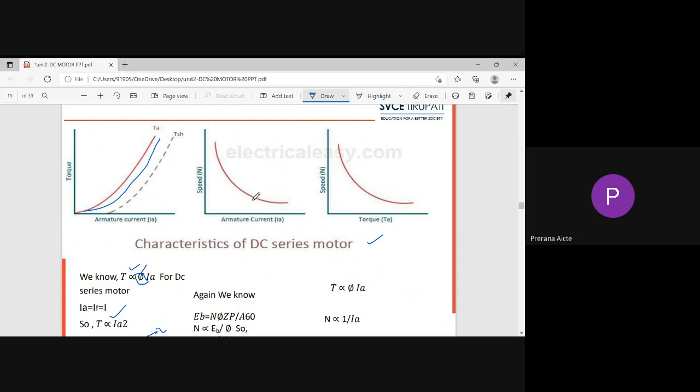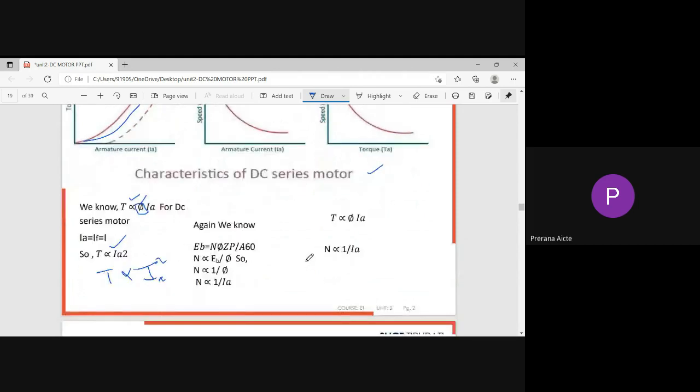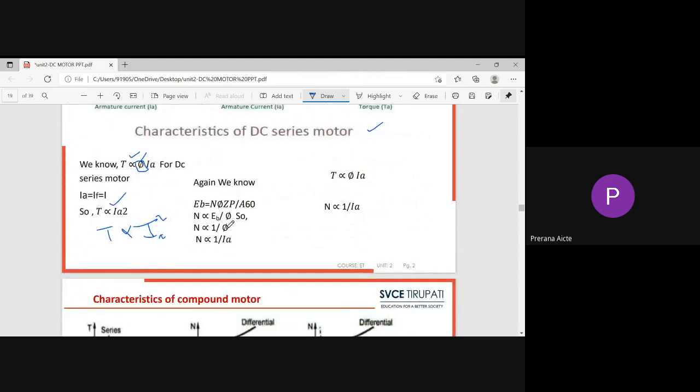Coming into speed versus armature current characteristics. What is the speed equation? N is directly proportional to EB by phi. Suppose under no load, the current drawn from the supply mains is very small. Because of that, the flux developed is also very small. This flux is inversely proportional to speed. Because of this small flux, the motor is going to run at very high speeds.